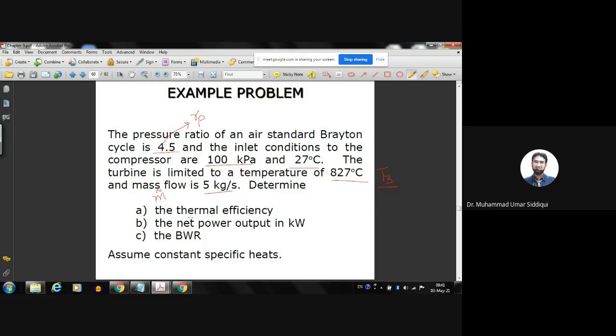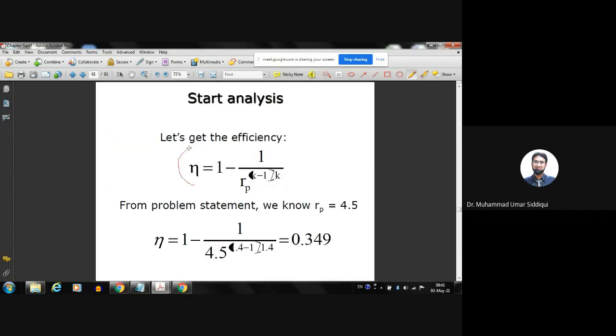Determine the thermal efficiency, the net power output, and the back work ratio. Assume constant specific heats. Since we can assume constant specific heat, we can directly get the thermal efficiency using the pressure ratio. So that's the formula of efficiency using the pressure ratio. Just substitute the value of the pressure ratio and you can get the thermal efficiency of this Brayton cycle. So it's about 34.9%.